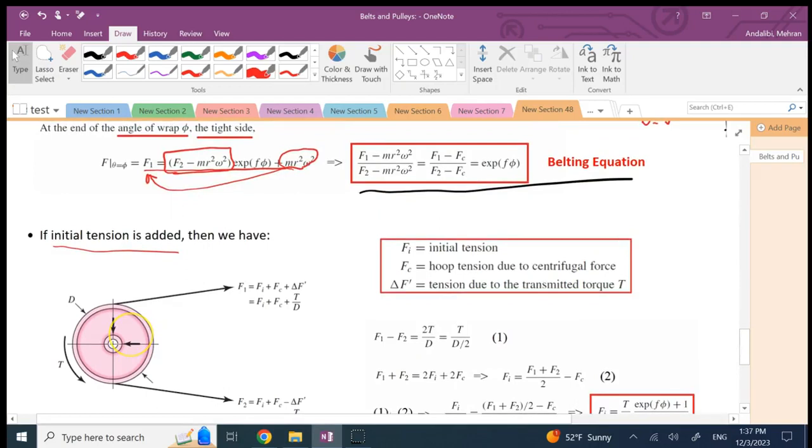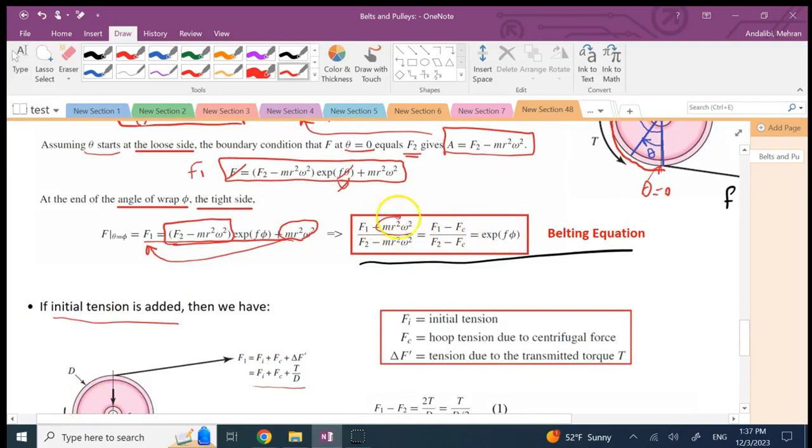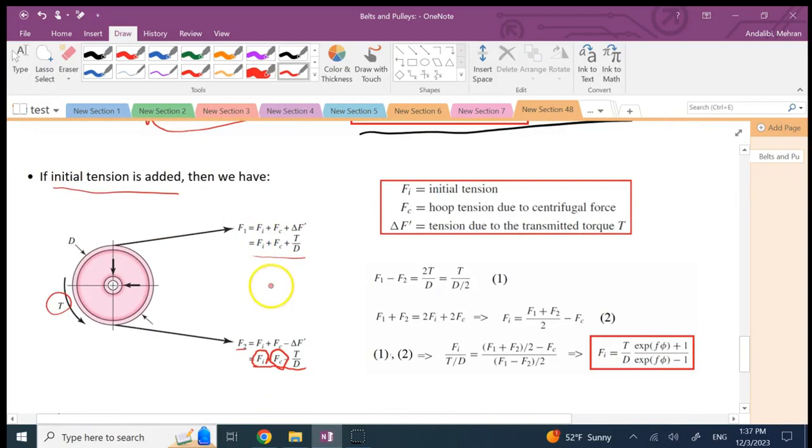Okay, I want to show you that basically on one side you will have F1 is going to be Fi plus Fc plus T over D. On the other side, F2 is going to be Fi plus Fc minus T over D, where T is the applied torque or the transfer torque. Fi is the initial tension, and Fc is that same centrifugal force. Okay? And clearly you see again F1 is bigger than F2, right? So these are going to be the formulas directly for F1 and F2 if we also add the initial tension, which we should.